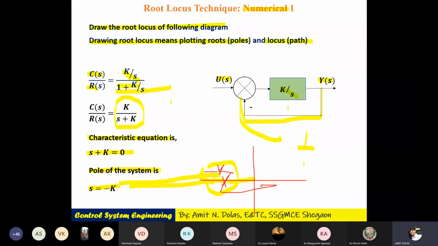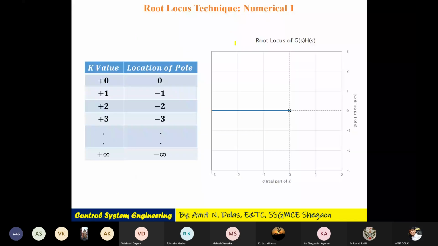Okay. Now where are the roots? If the equation is s is equal to minus k, if I take k value equal to 0, so s will be equal to, of course, minus 0. So the pole will be available here. If k value is say 2, then s will be minus 2. So your pole will be available here. Of course, it will vary with k. If your k is infinity, your pole will be somewhere here towards minus infinity. So this is how is the root locus. Very simple, no need to discuss further.